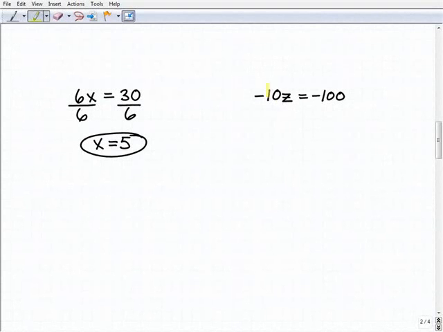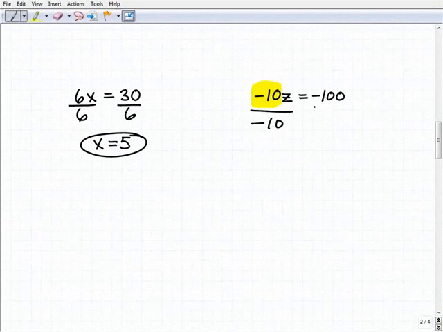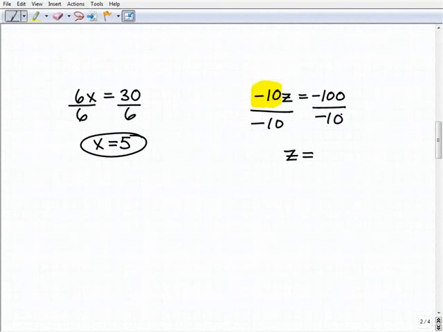Once again, I'm going to divide both sides of the equation by negative 10, not just 10. And notice I'm always showing my work, and that's what you want to do. So negative 10 divided by negative 10 is a positive 1, or that's just going to be 1z, or z, equals a negative 100 divided by a negative 10, and that is a positive 10.